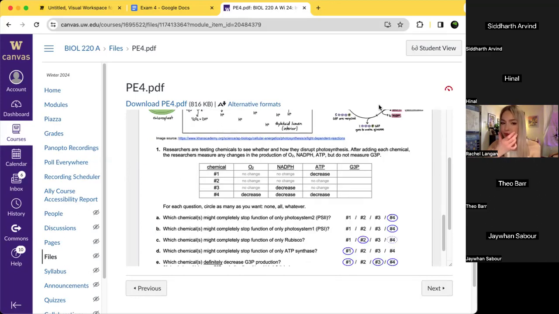If CO2 was an option, decrease in CO2, would that work for the Rubisco? Yeah, Rubisco? Sure. Yeah.